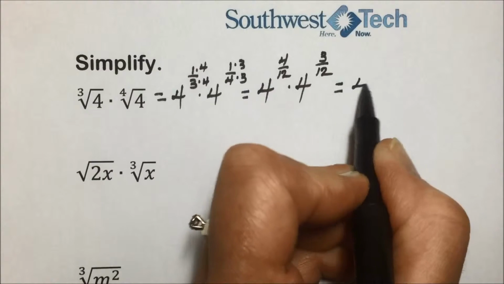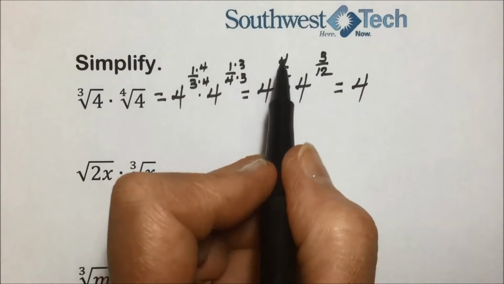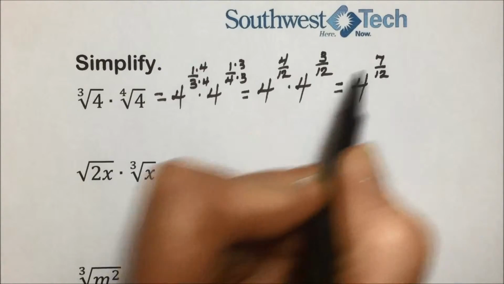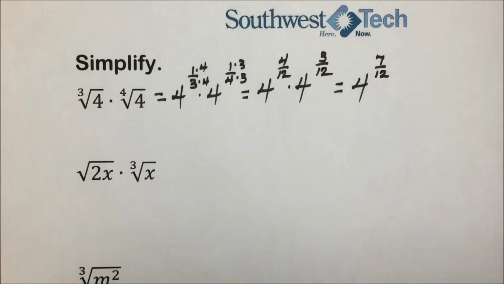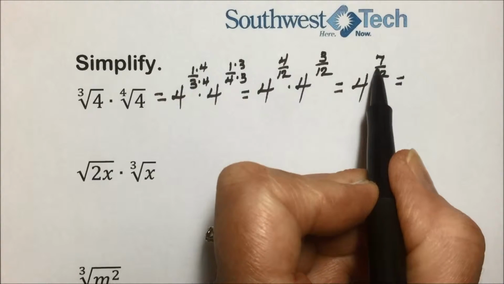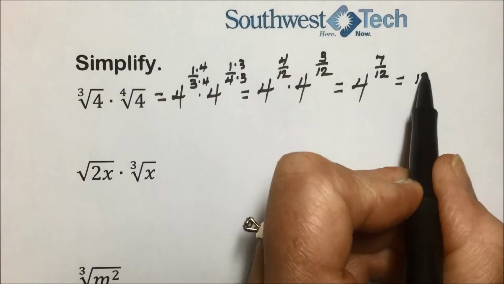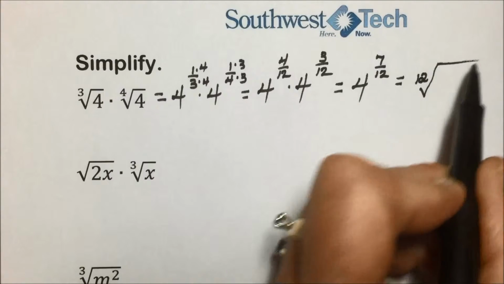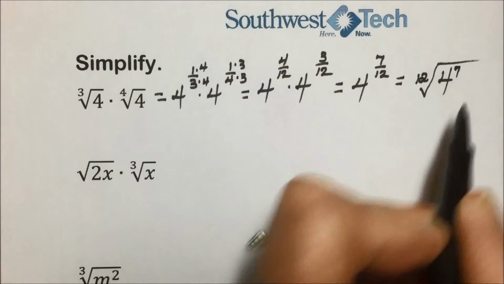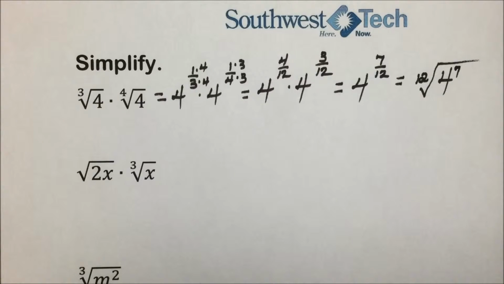Multiplying our bases together, we'll add our exponents. 4/12 plus 3/12 gives us 7/12. There's nothing to be done with that exponential power as far as simplifying that rational expression. We're ready to put this back in radical form. The denominator of our exponent is the index of our radical, and so we will have the 12th root of 4 to the 7th power for our simplification.